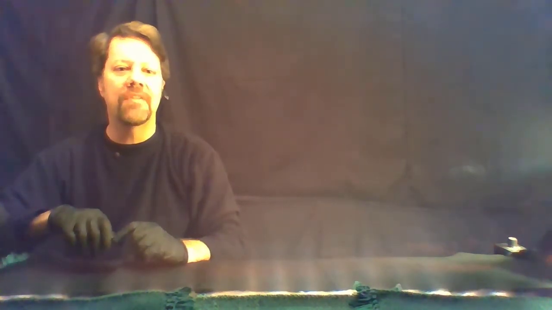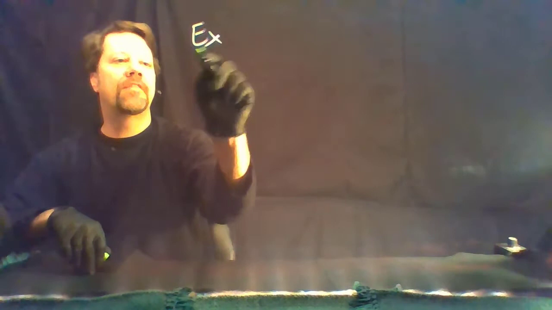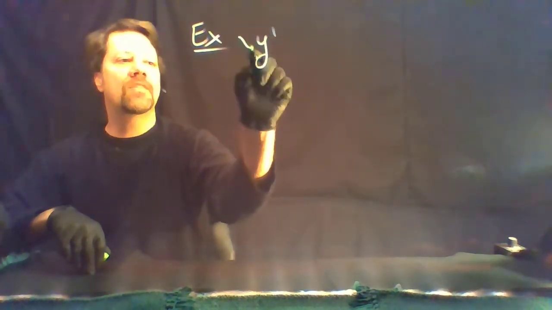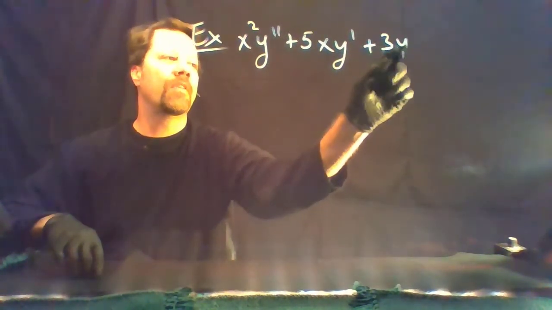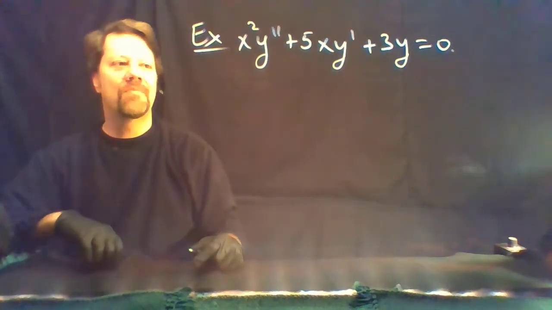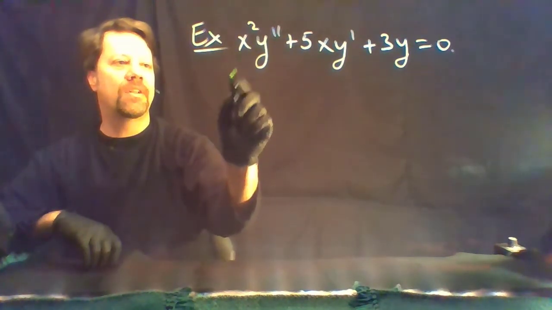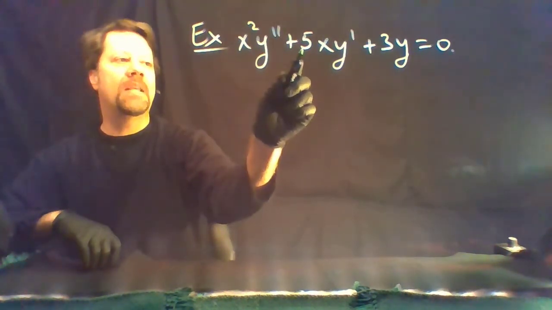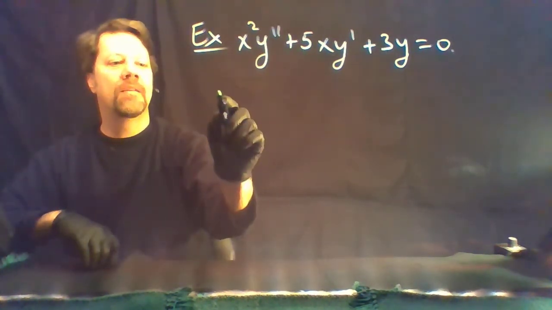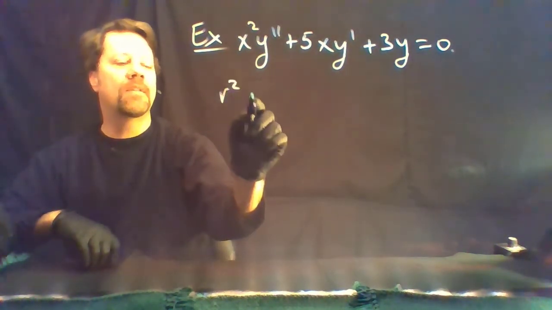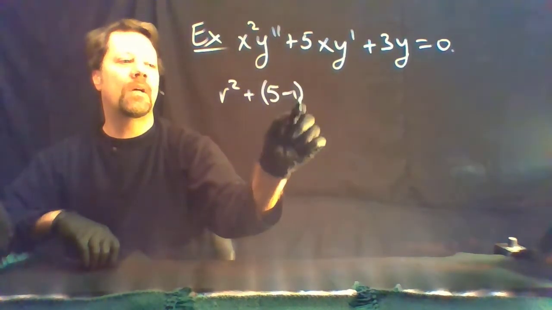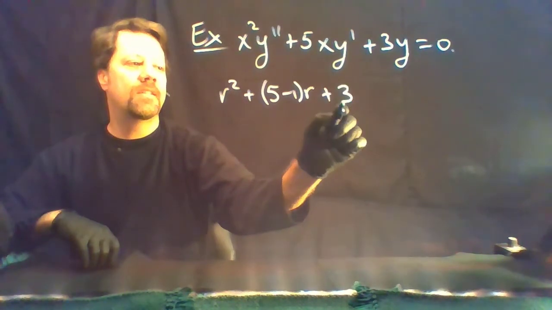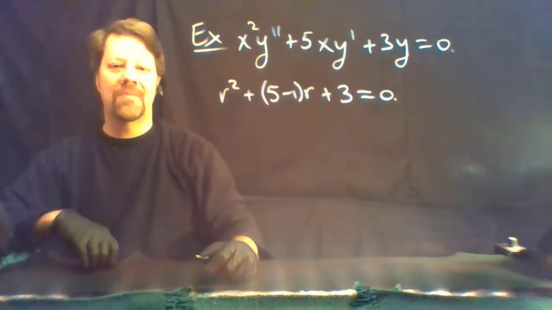Before proceeding to the third case, I'd like to give a couple examples for the cases that we've already discussed. Suppose we have, for instance, x squared y double prime plus 5x y prime plus 3y equals 0. In this case, the characteristic equation is, well, a is 1, b is 5, and c is 3. We will have 1 times r squared, we did b minus a, that's 5 minus 1 r, plus c equals 0.